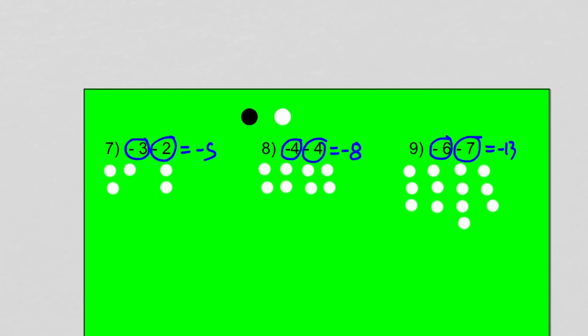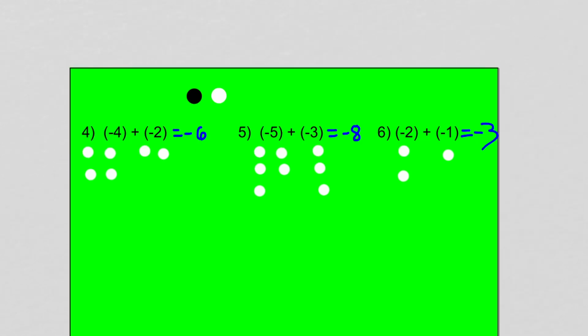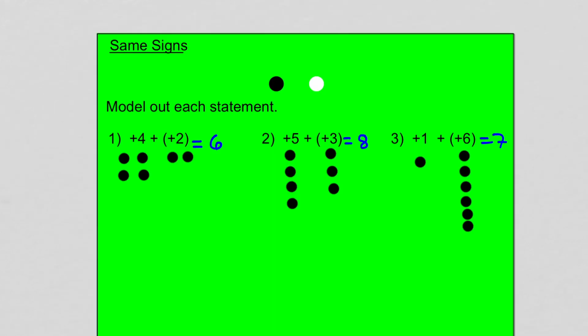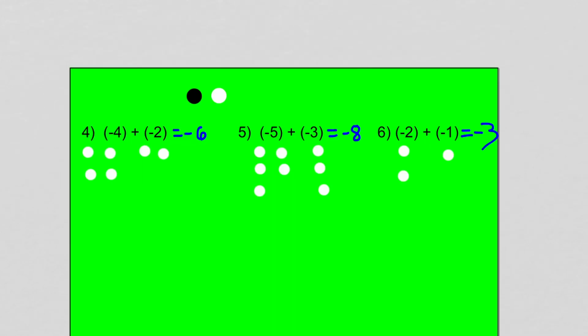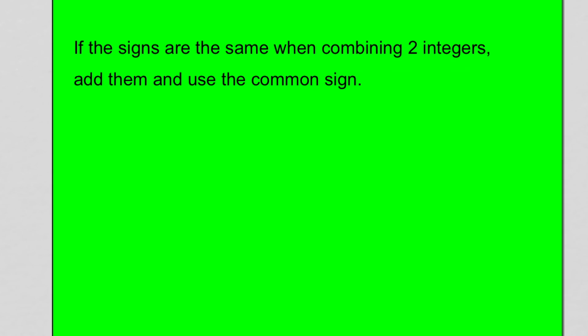So if you take a look here, in every one of these situations where the integers had the same sign, we added them up and we used whatever sign they shared. So 2 negatives added to give a negative, and 2 positives added to give a positive. So that's our rule. If the signs are the same when combining 2 integers, add them and use the common sign. So that's the first rule I want to look at for adding integers. If the signs are the same, when combining 2 integers, add them and use the common sign.